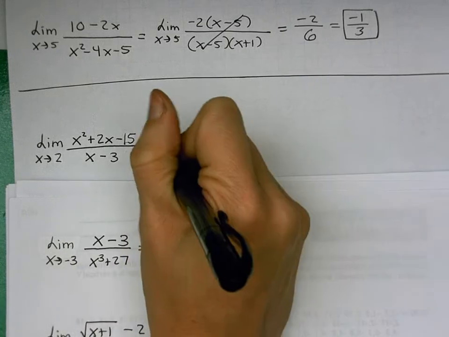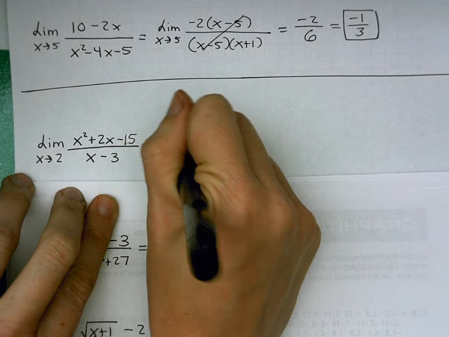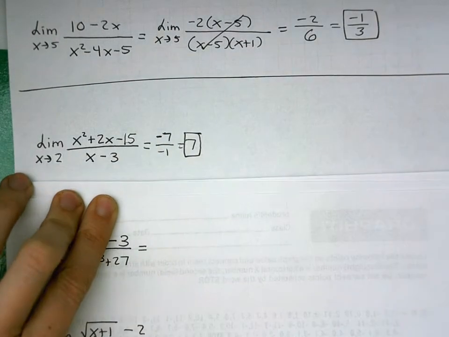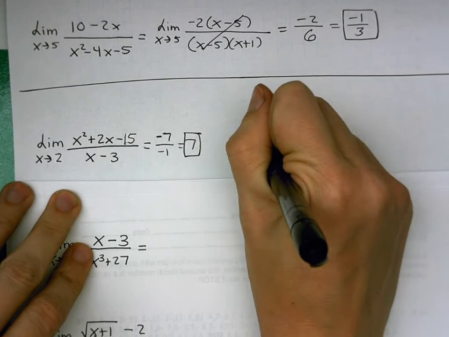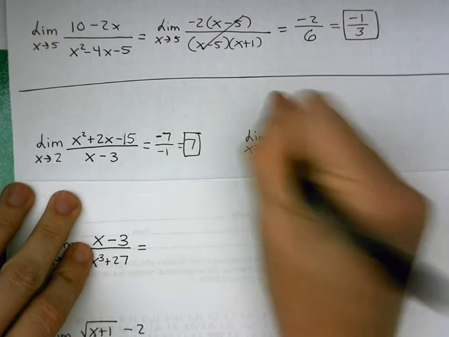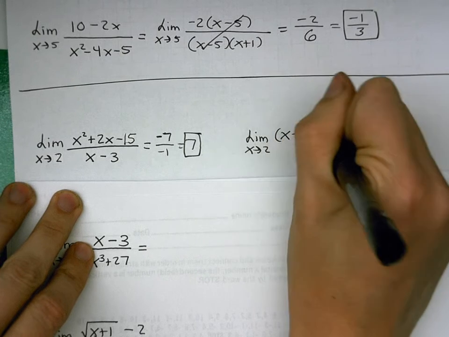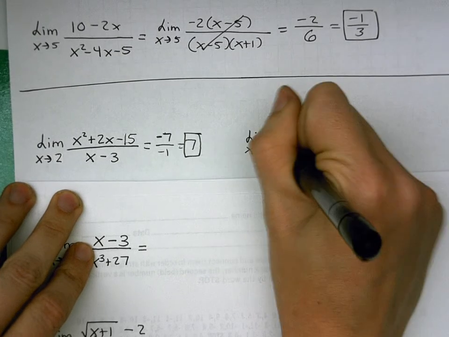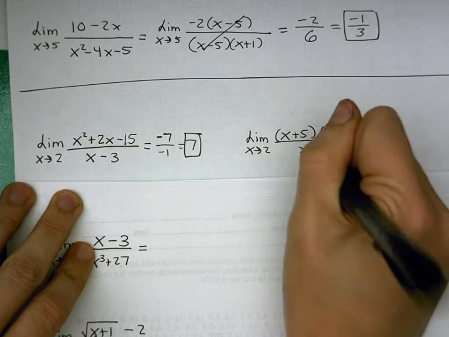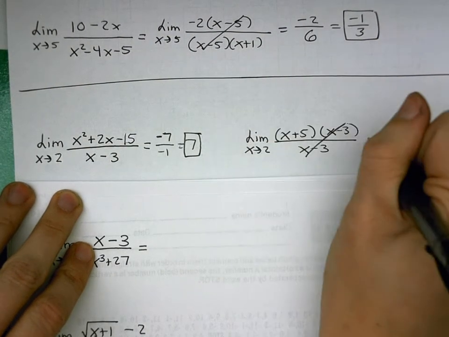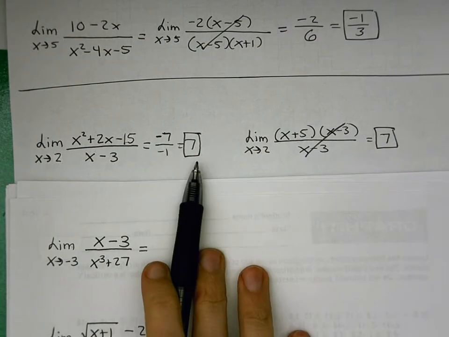So actually, when I plug into this one, I get negative 7 over negative 1, which is 7. I actually already have an answer. Now, if you were to have factored, that wouldn't be a problem. This one does factor. It's x minus 5, x plus 5, x minus 3 over x minus 3, which simplifies. When you plug in 2 here, you still get 7. So it wouldn't have been a problem to factor, but you didn't need to, because I didn't get 0 over 0.